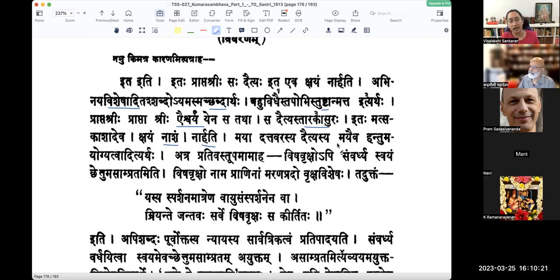I gave him a varam and he cannot be killed by me. Okay, maya eva hantum ayogyatvat. Atra prativastu upamam aha. This is an alankara here. Prativastu upama is an alankaram.